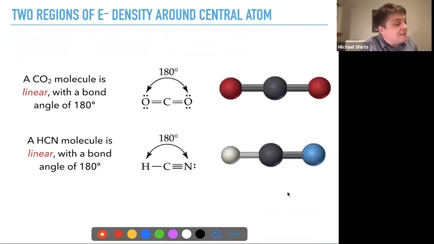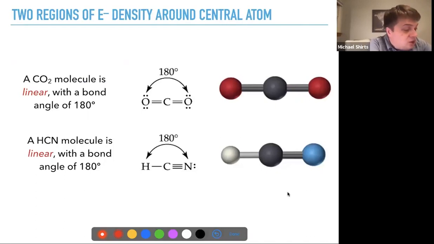So let's look at some examples. What are different ways you can have 2 regions of electron density around a central atom? Obviously, if you have just 2 atoms, it's always linear, right? Because 2 points define a line. So we'll go up to at least 3 atoms, so there's at least 2 things stuck to a central atom.